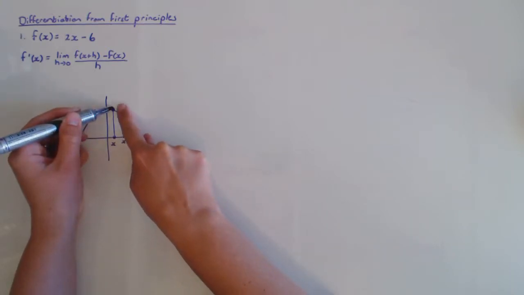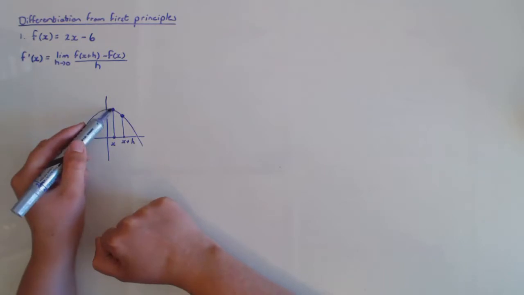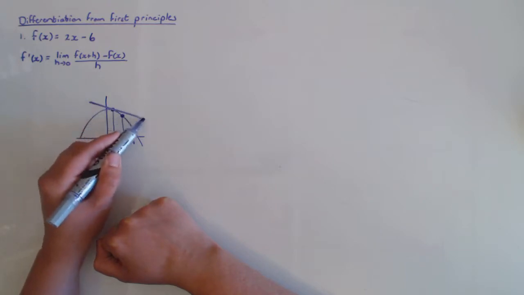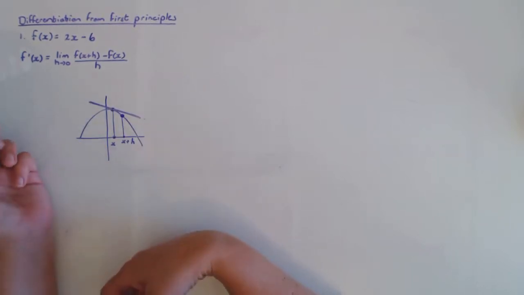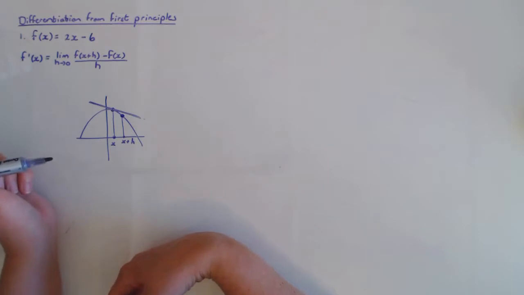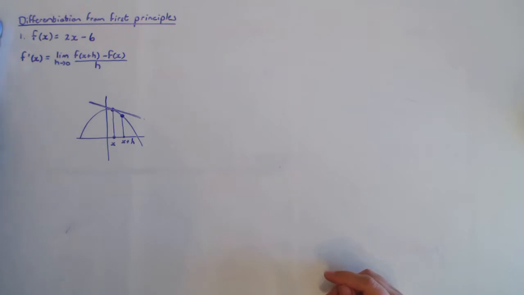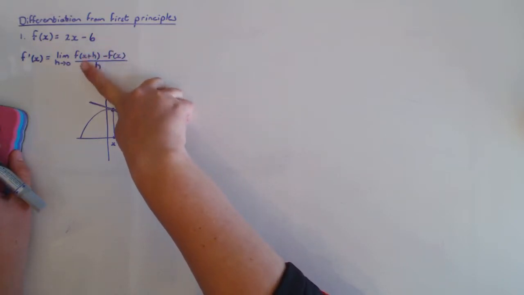So what happens on the curve is I'm actually moving this dot closer and closer and closer to that value so that it's actually exactly on that value. And if I find the gradient between that point and itself, in effect, I get the gradient of the tangent at that point specifically, which is the definition of the derivative. I'm finding the gradient of the tangent at that point.